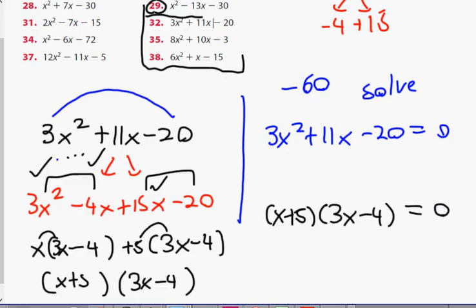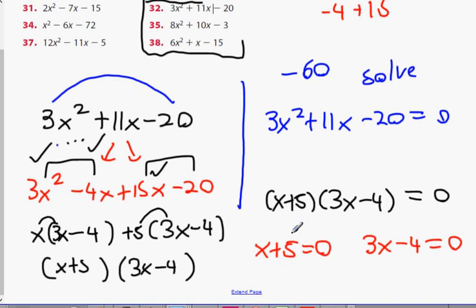What's the next step? Joey? You do x plus 5 equals 0, and 3x minus 4 equals 0. Perfect. Move the 5 over to your side. Just give me a second. Move the 5 over to your side. What do we get?